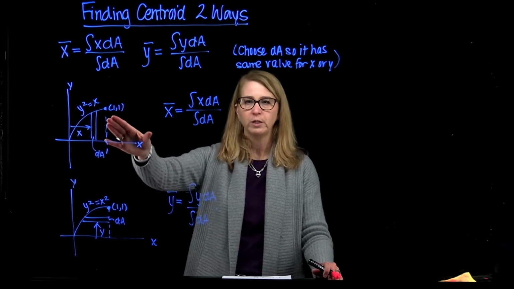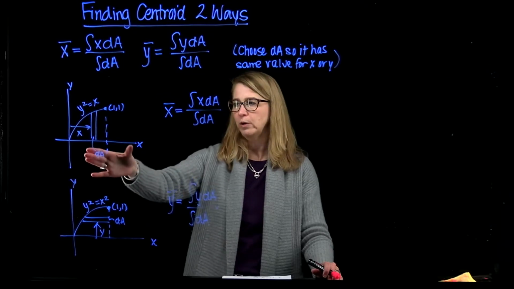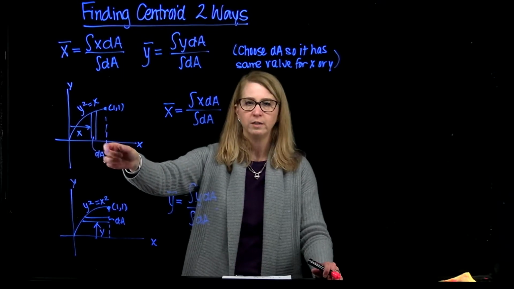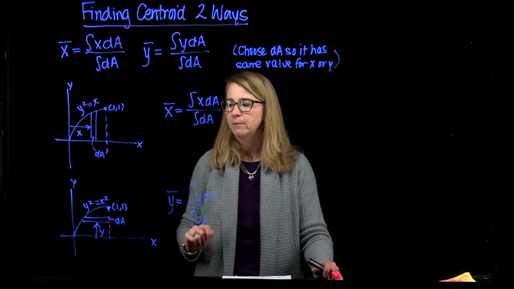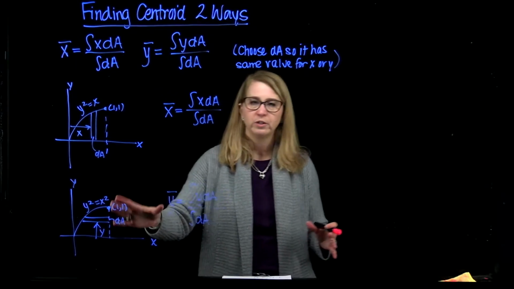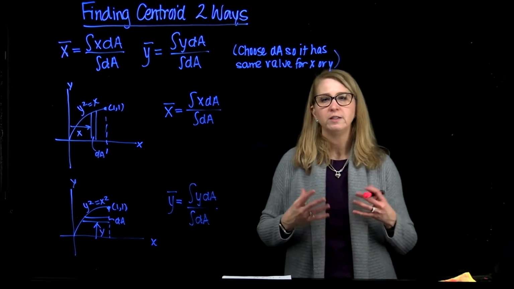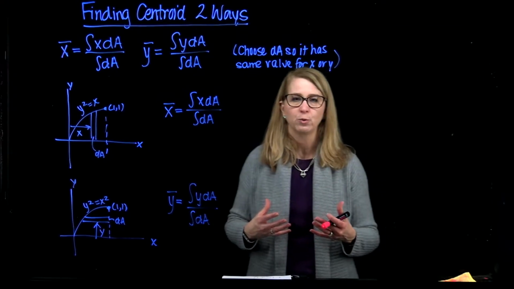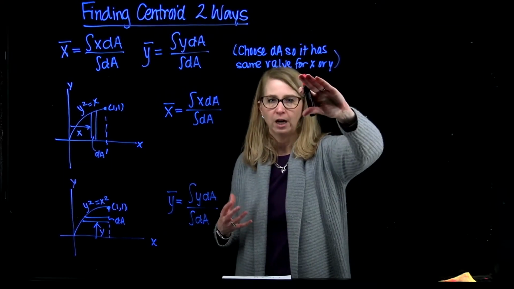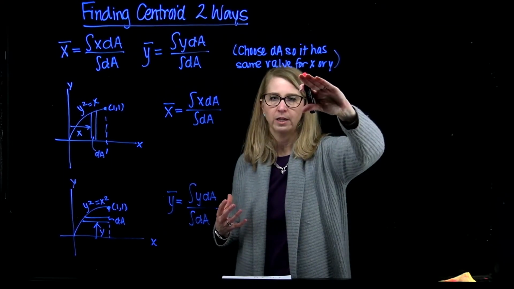So I'm going to work with this relatively simple curve. It's y squared equals x, and we're only going to look at it from 0 to 1, so it stops right here. I wanted to diagram how we would find the dA for the two situations and help illustrate what I meant by this statement.